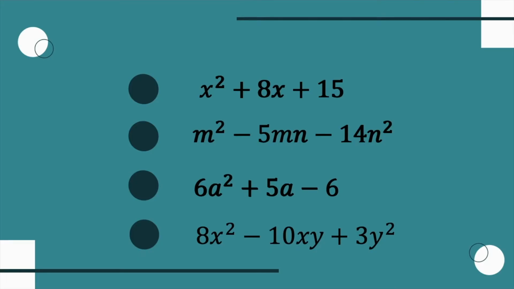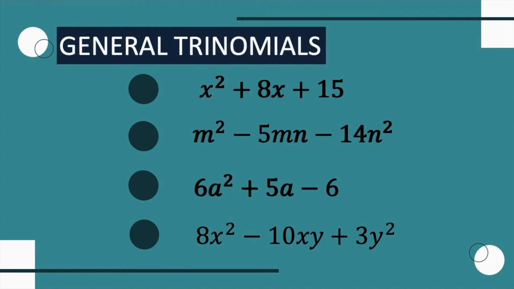Now, try to observe the given trinomials: x squared plus 8x plus 15, m squared minus 5mn minus 14n squared, 6a squared plus 5a minus 6, and 8x squared minus 10xy plus 3y squared. I know that you will agree with me if I say that none of these is a perfect square trinomial, because these trinomials are known to be general trinomials.